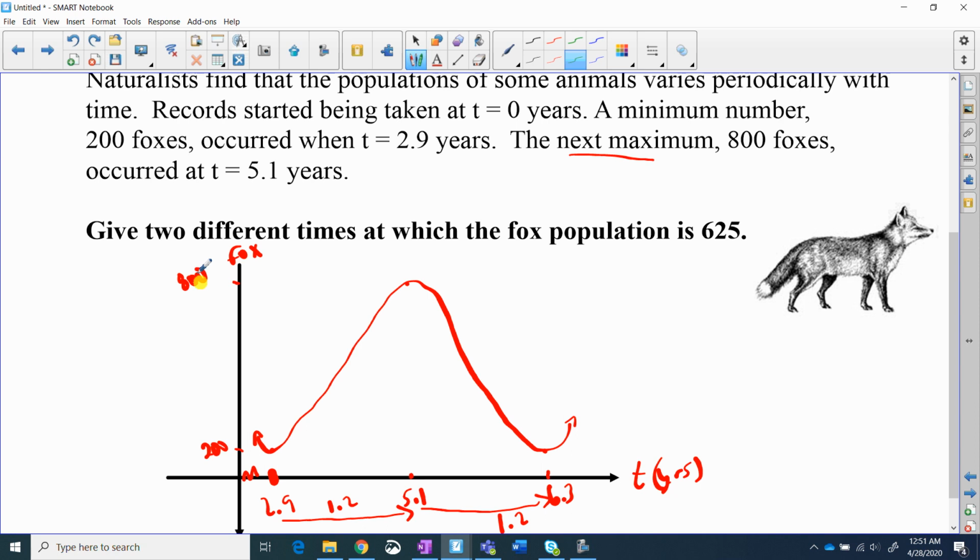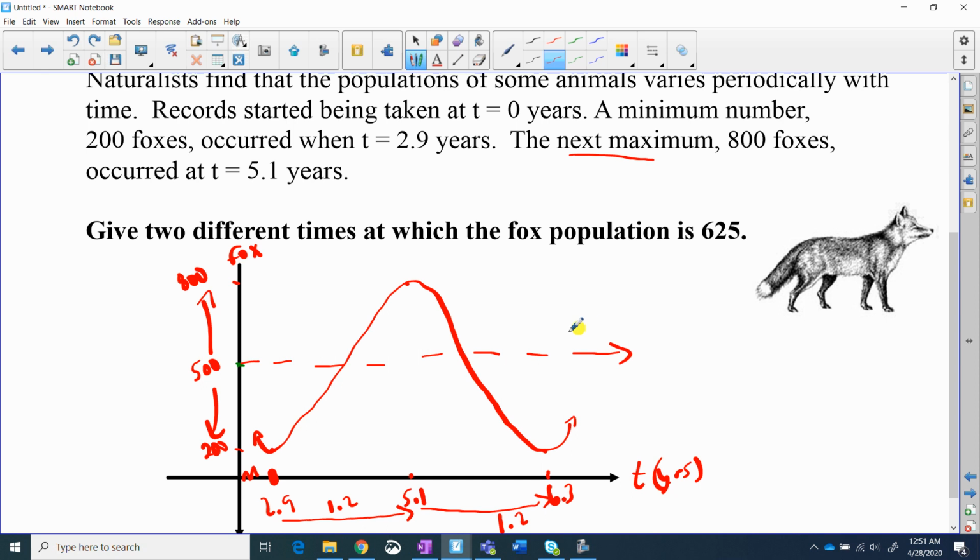Well, if this is 200, this is 800, I need to figure out the middle. So I need to figure out what's halfway between 800 and 200. Well, all you got to do is take 800, basically get the average of them. 800 plus 200 is 1,000. 1,000 divided by 2, this has got to be 500. Now let's see if that makes sense. 300 that way, 300 that way. Makes sense. I'm in the middle of the wave.